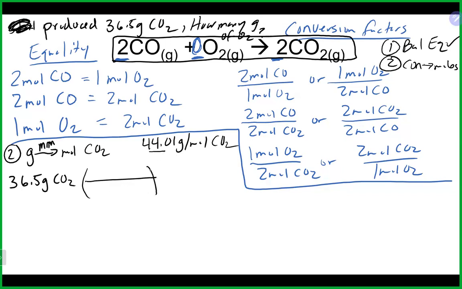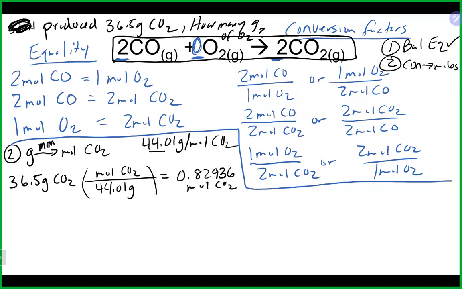So I want to put grams on the bottom, 4401 grams per mole of CO2. And I'm going to get an answer in this case. 36.5 divided by 4401 gives me 0.829. I'm going to take it to a few digits, 36 moles of CO2. First off, any questions on that?